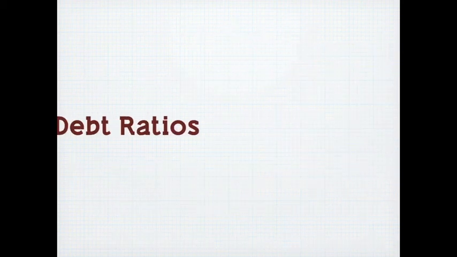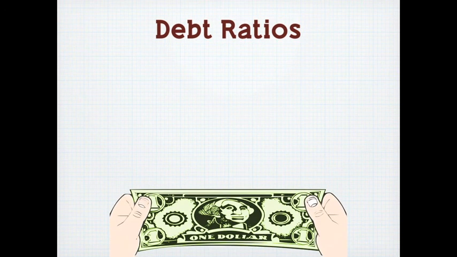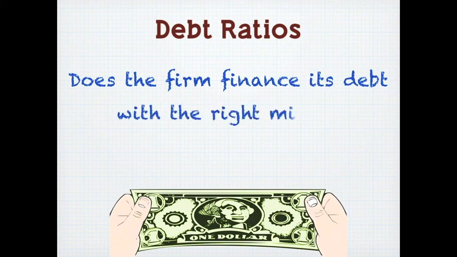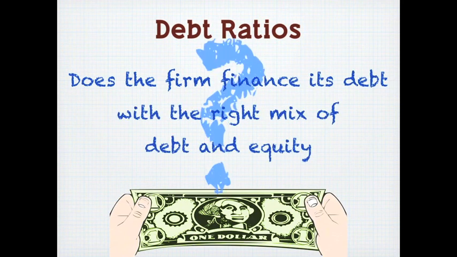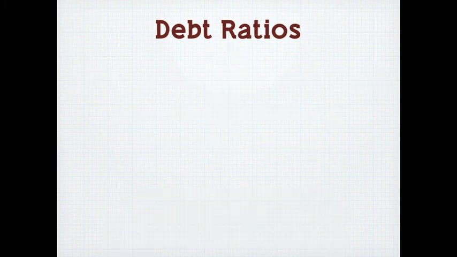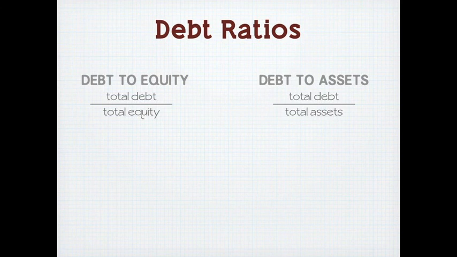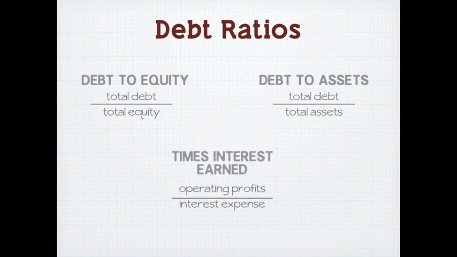Third are the debt management ratios, which give us an idea of how the firm has financed its assets, as well as the firm's ability to repay its long-term debt. They answer the question of whether the firm finances its assets with the right mix of debt and equity. Debt management ratios include the debt-to-equity ratio, the debt-to-assets ratio, and the times interest earned ratio.